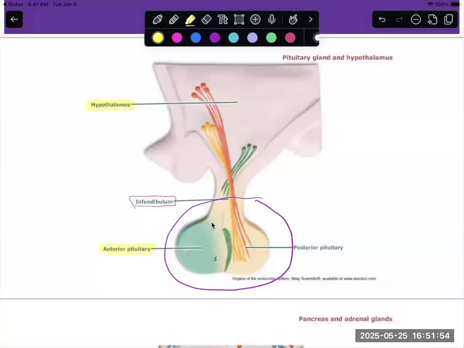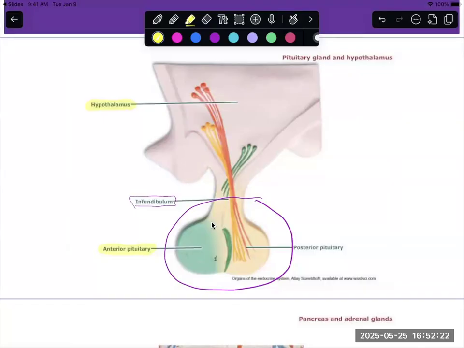Cortisol is one of those stress hormones. We have thyroid stimulating hormone. As I mentioned, the hypothalamus creates releasing hormones and inhibiting hormones that are going down to that anterior pituitary. The thyroid releasing hormone causes thyroid stimulating hormone, which goes to the thyroid gland to produce that thyroid hormone.